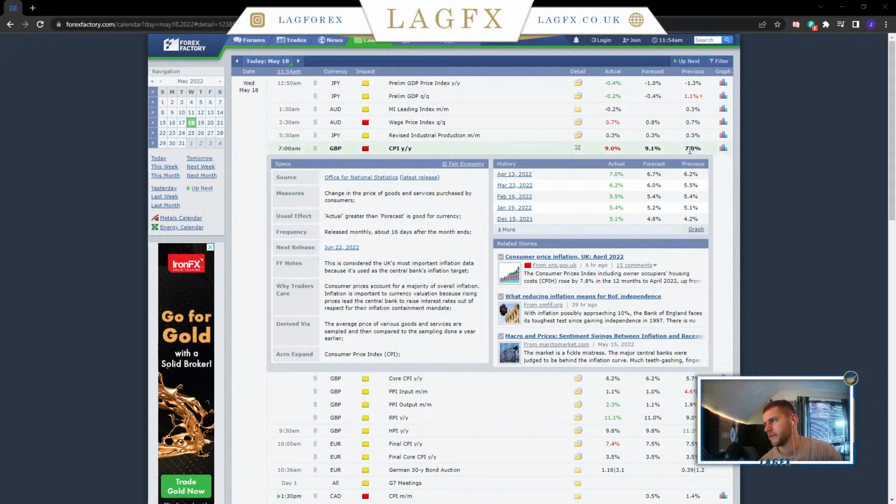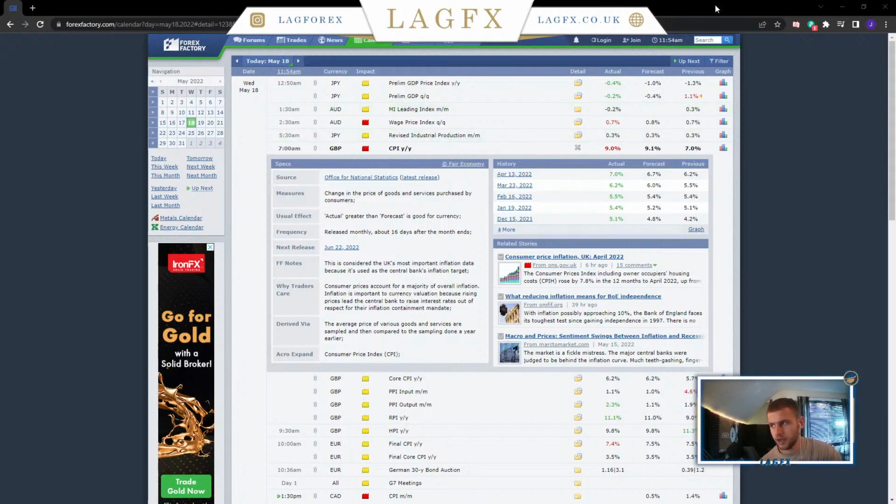So obviously previous was 7%, so 2% higher than it was previously. And we can see here we have been slowly increasing. We've had 5, 5.4, 5.5, 6.27, and then a big jump from 7% to 9%. So not great for the currency, because obviously inflation means that interest rates are likely to rise.